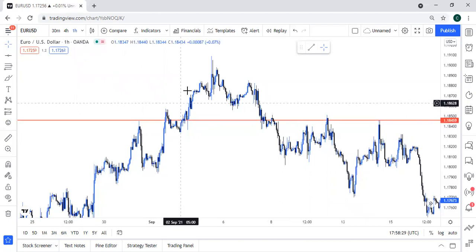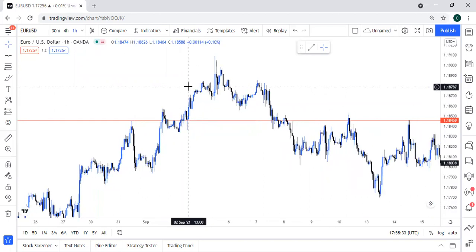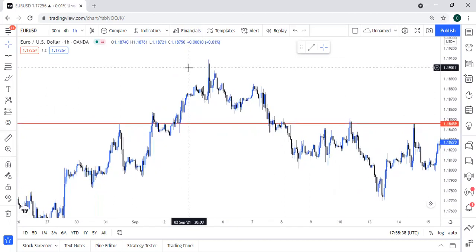Some nicknames of currencies. The pound is the cable, the dollar is the greenback. Well, that is not actually important.